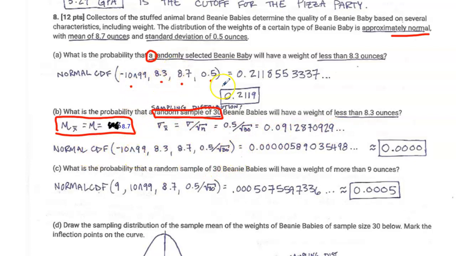Notice that all of the numbers are the same except for the standard deviation because I have a sample now. My sample is going to have a different standard deviation. Same mean, different standard deviation. I just put this in the calculator just like this. I don't bother with writing this nonsense into the calculator. I just put it in just like this, and it gives me the correct answer.